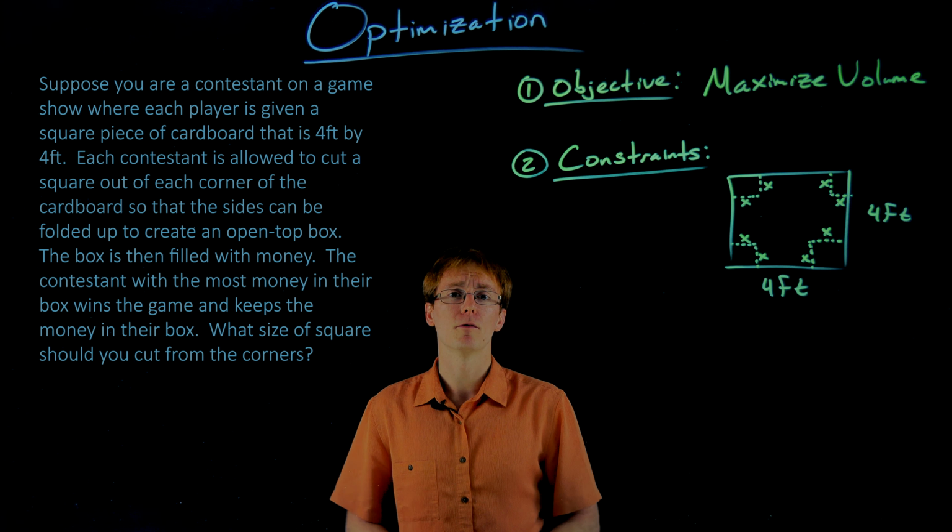And we know the volume of a box is just a product of the 3 dimensions, the length, the height, and the width. We found the length to be 4 minus 2x. We found the height to be x. And we found the width to also be 4 minus 2x. And so now we have our objective function. This is a function we're actually going to try to find the maximum value of.